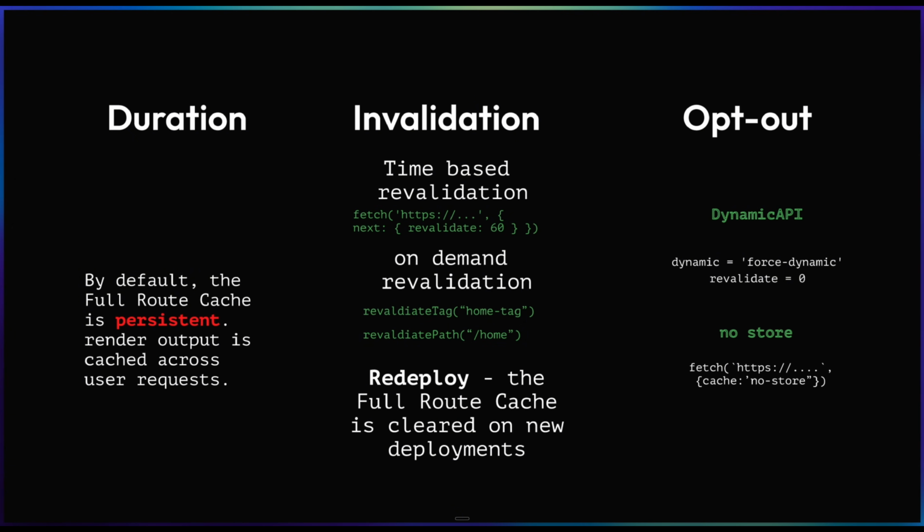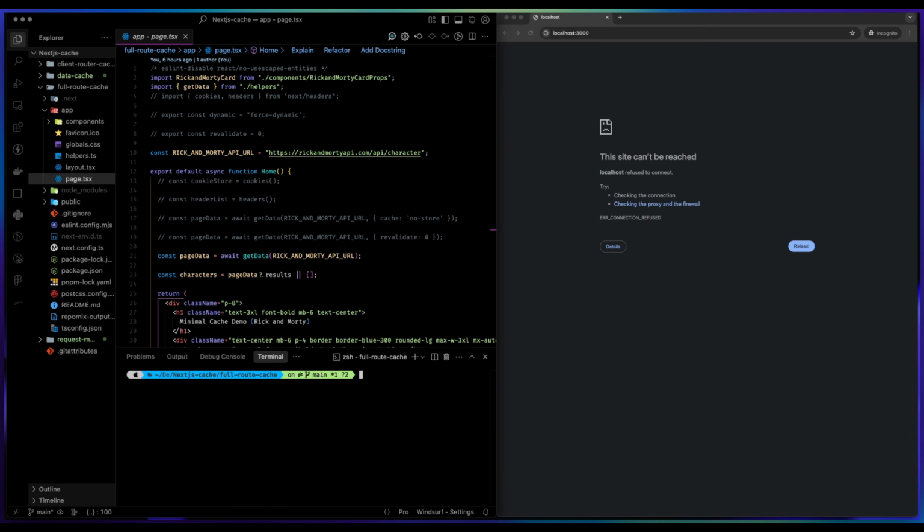And the second is using uncached fetch, which is the no store we covered before. Now that we understand how the full route cache works and what the options are, let's take a look at a code example and see it in action. Make sure you navigate to the full route cache folder and open the main page. Now this is a basic homepage.